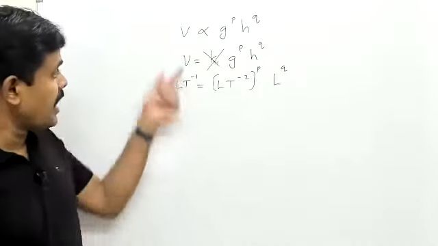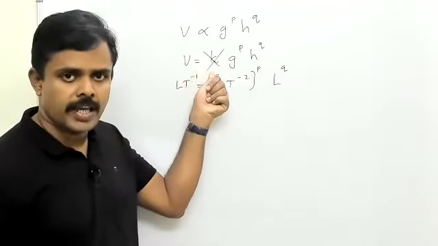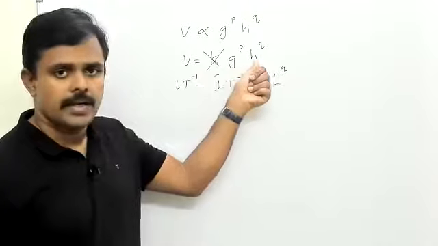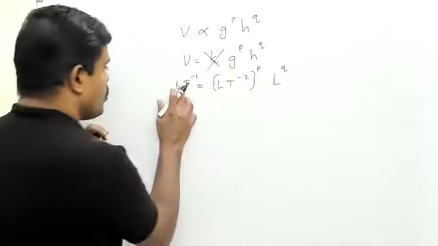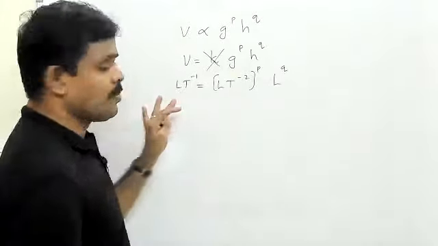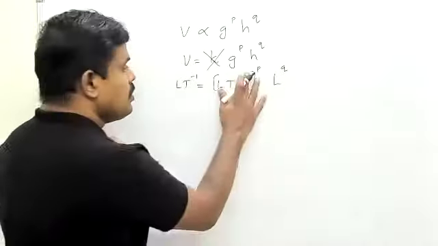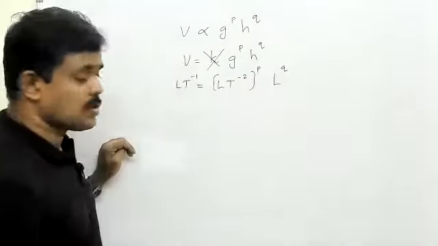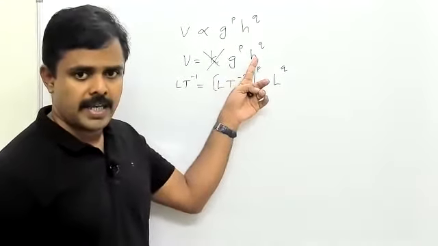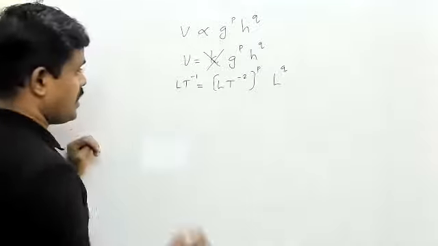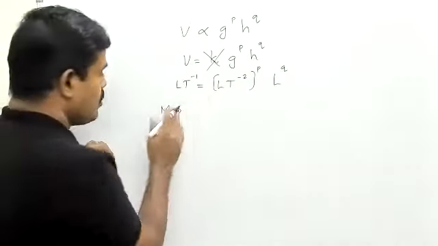Repeating. I'm just putting a constant here to remove the proportionality. So that looks like V is equal to K into G raised to P, H raised to Q. Then I put dimensions on either side. On the left side, this is LT raised to minus 1. On the right side, it is LT raised to minus 2 raised to P into H, and height is L raised to Q. Then I can apply M's. M not to be written because there is no M on both sides.